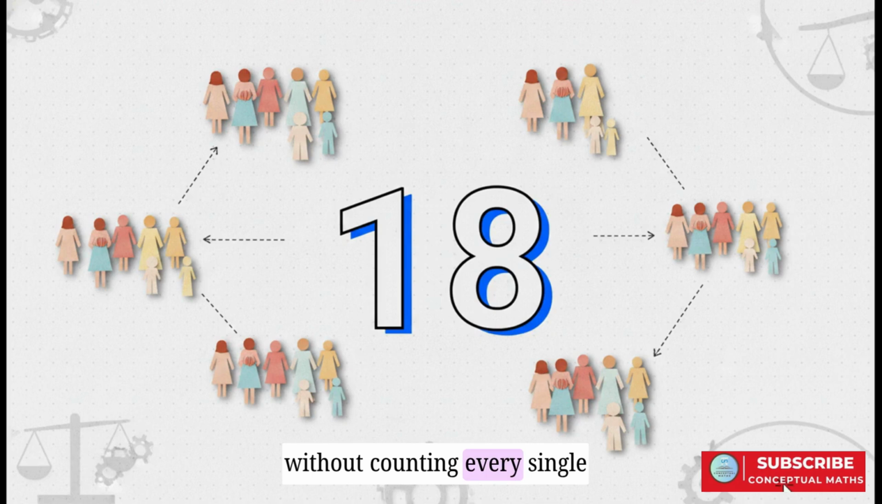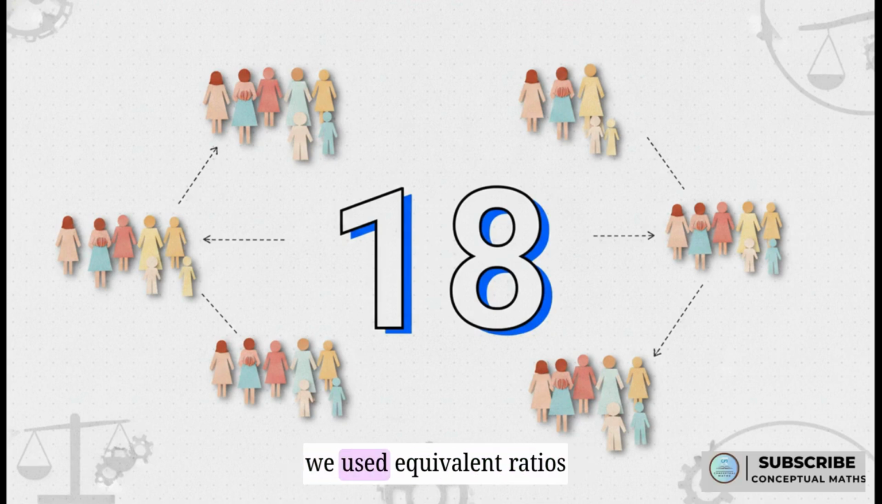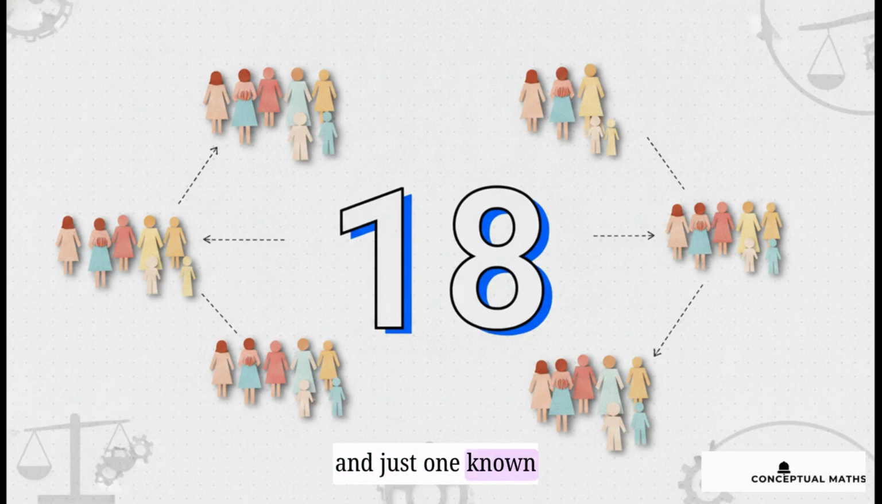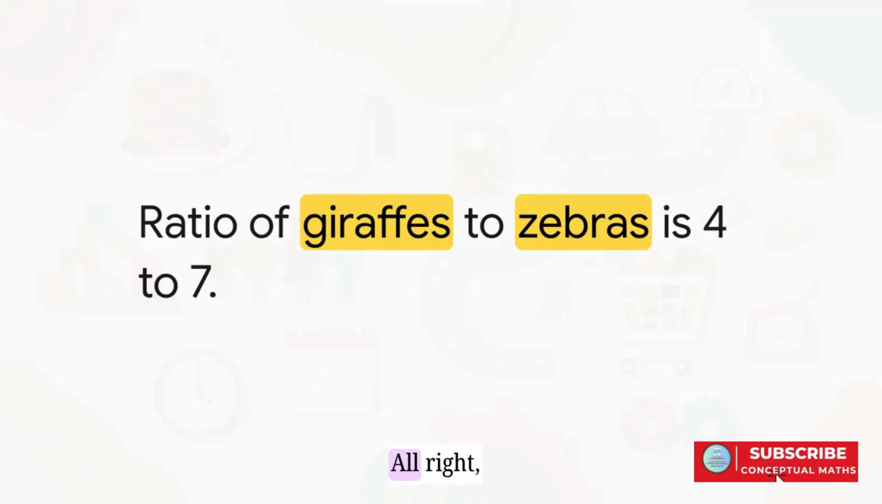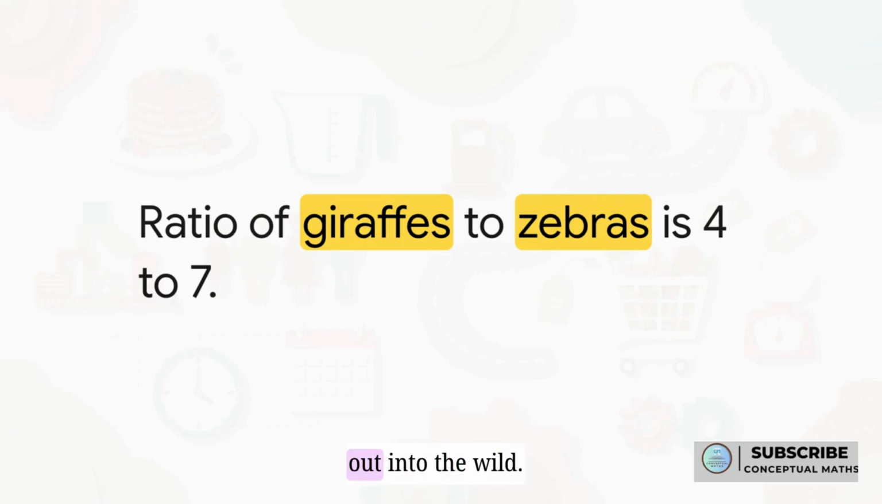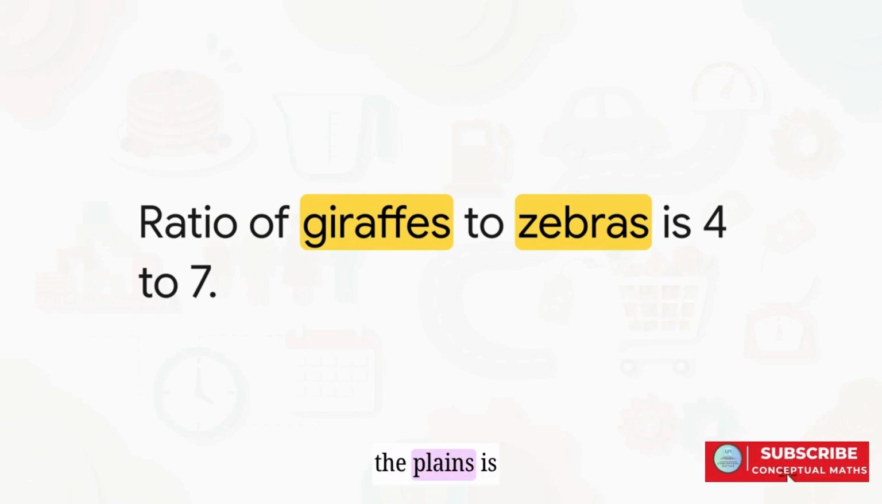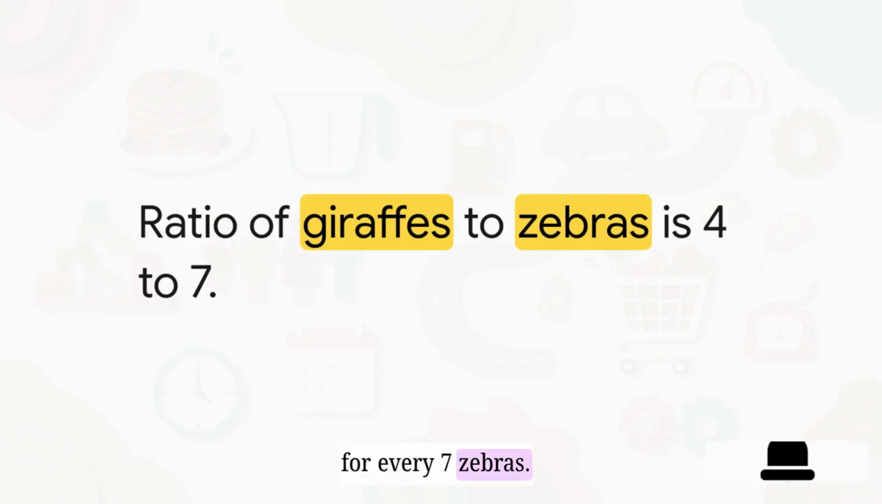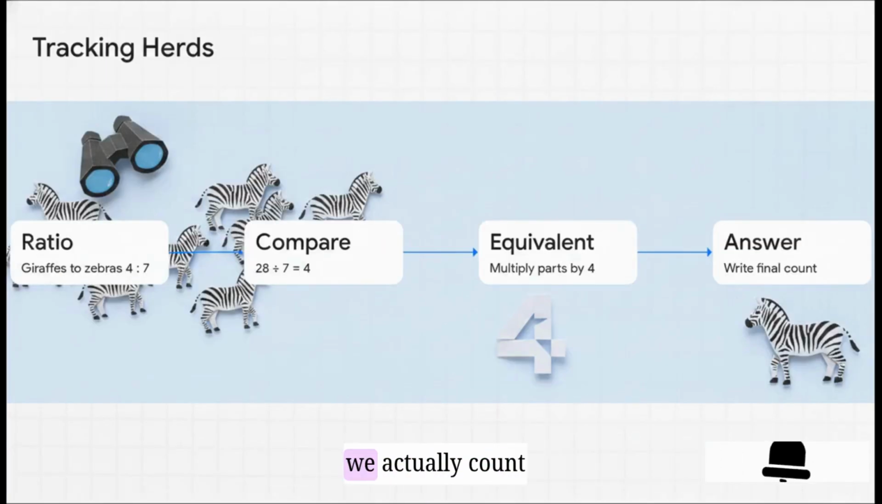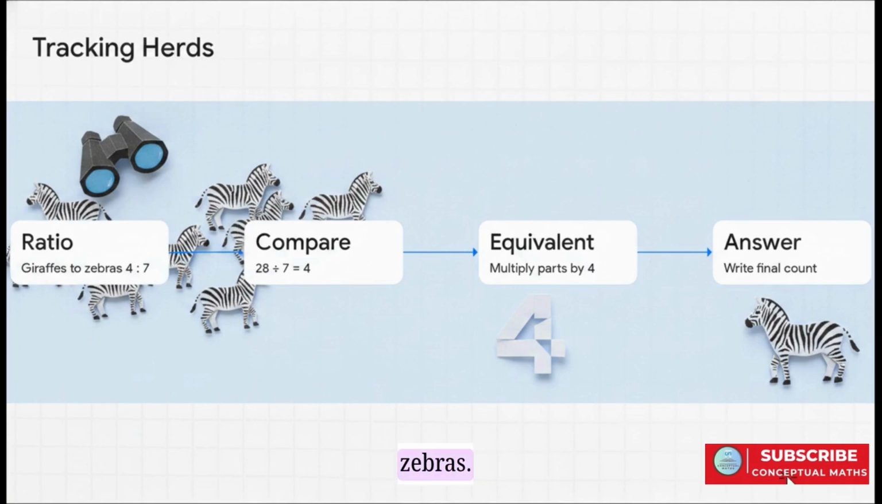Notice how, without counting every single person in the room, we used equivalent ratios and just one known variable to accurately lock down the rest of the crowd size. All right, let's take this logic out into the wild. We're observing a safari park, and our tracker tells us the ratio of giraffes to zebras roaming the plains is 4:7. That's 4 giraffes for every 7 zebras. Looking through our binoculars, we actually count a herd of 28 zebras.